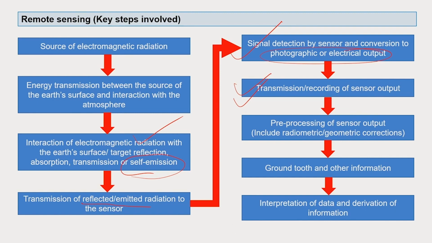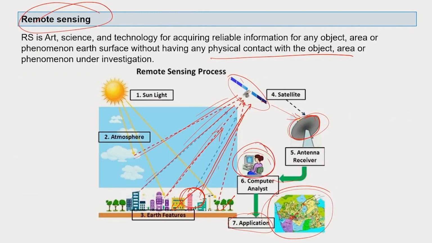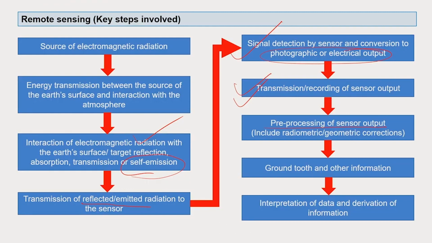Once the output comes out, pre-processing of the sensor output is done at the hub where the information is coming in. Okay. Once pre-processing is done, then you go for cross-checking, ground truthing, to check the information in the pictorial form or signal that you have received from the satellite through the antenna, how much of that information is factually correct. So, for that we go for ground truthing. Okay.